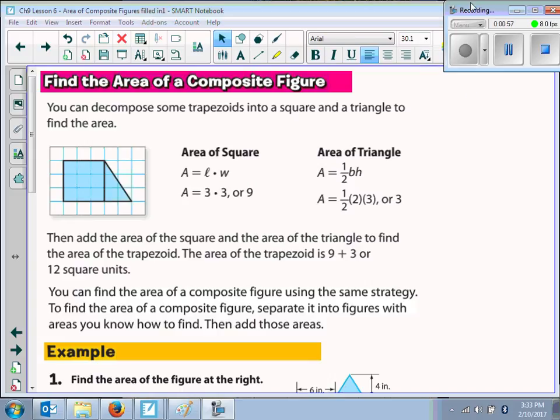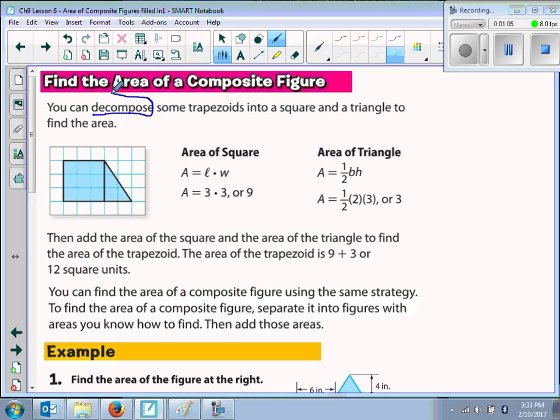Now, decompose is one of the vocabulary words. It's actually not a vocabulary word, but when they say decompose, all they mean is that you're breaking it down into pieces. That's what decompose means. So here we have an area of a square and the area of a triangle. Once you decompose the composite figure, you can find the area of each of the pieces. When you do that, you can add them together, and then you have the area of the entire figure.